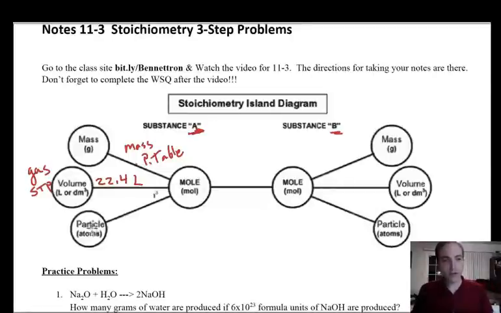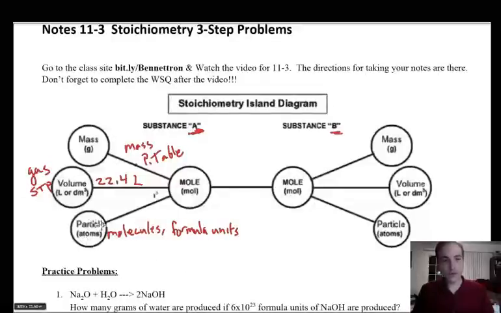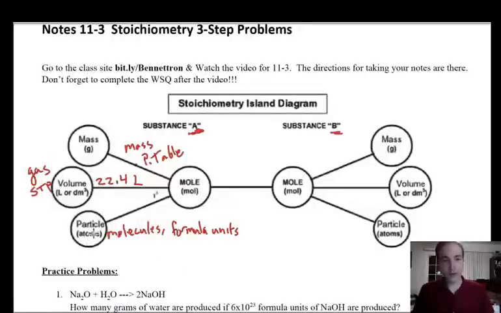And finally, if we had particles, so that could be atoms, could also be molecules, or it could be formula units. Really anything that you would count. Okay, if you have things that you have counted, particles, you can convert that into moles by using the mole number, 6 times 10 to the 23rd. So it's 6 times 10 to the 23rd particles per mole.